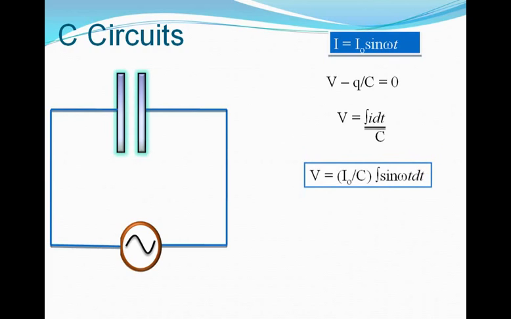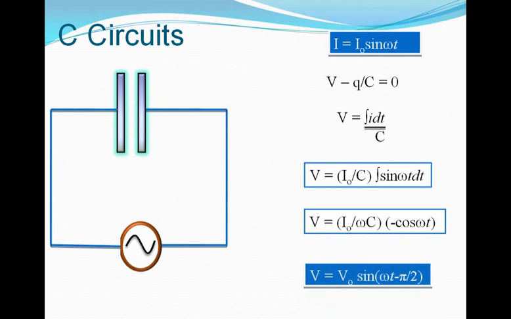Now I can be replaced by I naught sin omega t. So V is I naught by C, integral sin omega t dt. Understood? When we simplify this expression, we get the value of V as I naught by omega C into minus cos omega t. Or we can finally say that V is V naught into sin(omega t minus pi by 2). So this is the expression for the voltage of a capacitor circuit when you already know that the current is I naught sin omega t.